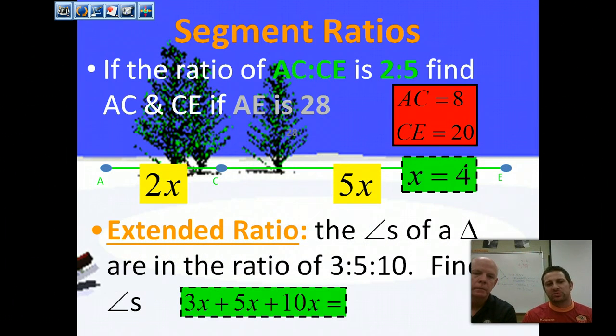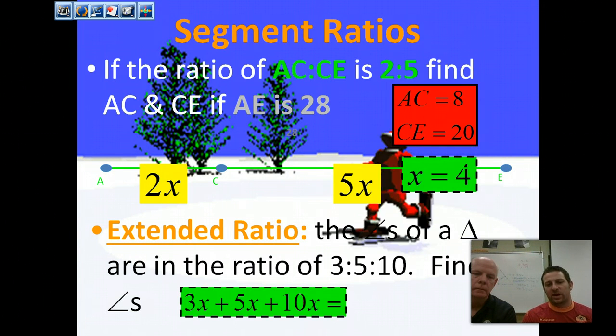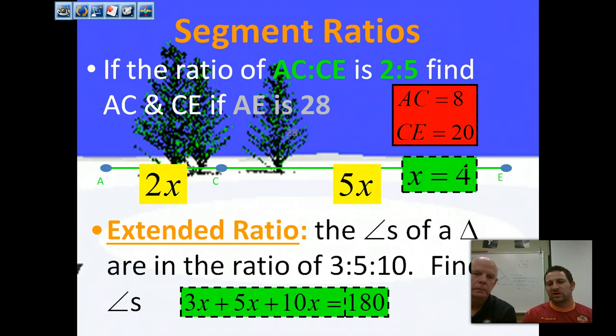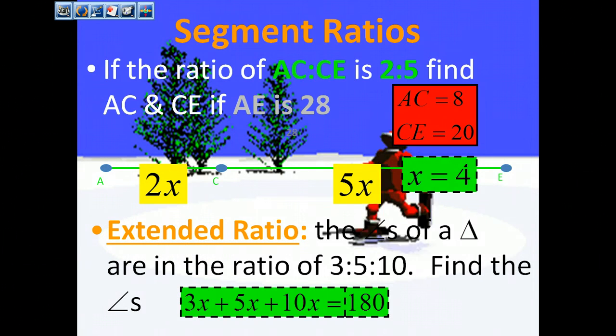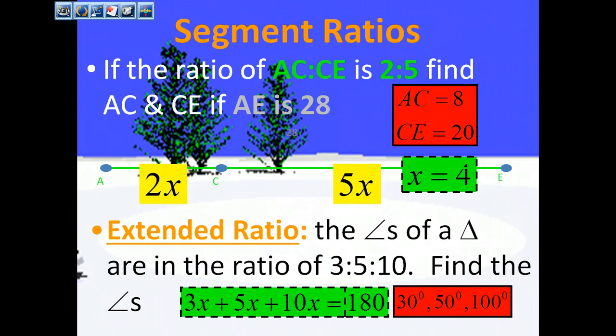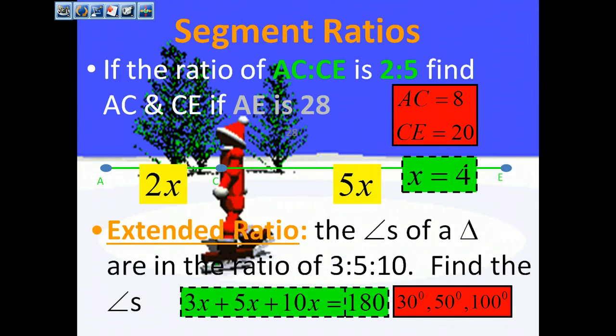So we've got 3x plus 5x plus 10x, that's angle 1 ratio, angle 2 ratio, angle 3 ratio, equals 180 degrees, which gives you 18x equals 180. And you divide 180 by 18 and you get 10. And remember, they wanted the angles, not x, so go back and plug those in. 3 times 10 is 30, 5 times 10 is 50, and 10 times 10 is 100.